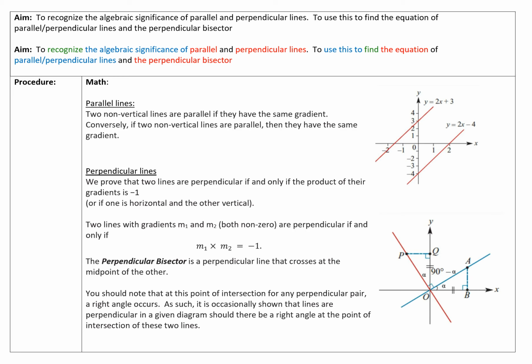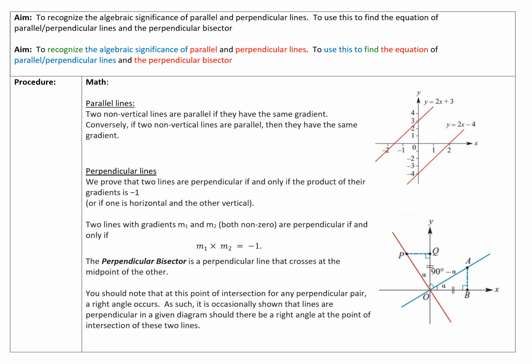Today we'll be looking at parallel and perpendicular lines. If you look at our learning intention here, we need to recognize the algebraic significance of parallel and perpendicular lines. In other words, we're going to have a look at how we can use our understanding of algebra to find the equation of parallel and perpendicular lines, and also introduce a new word called the perpendicular bisector.